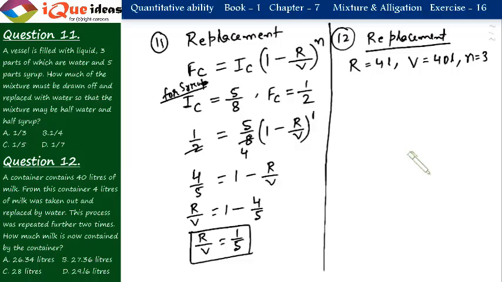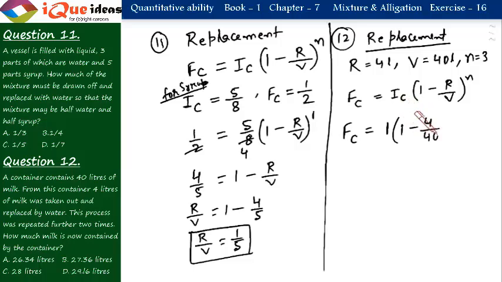How much milk is now contained by the container? Okay. So we can still apply the same formula. Final quantity is equal to initial quantity into 1 minus R by V to the power N. Here in place of concentration, we can also take quantity. So final concentration is equal to initial concentration of milk, which is 1 because it is pure milk. When it is pure milk, the total concentration of milk will be 1. Into 1 minus R is 4, V is 40. So 4 by 40 to the power 3.